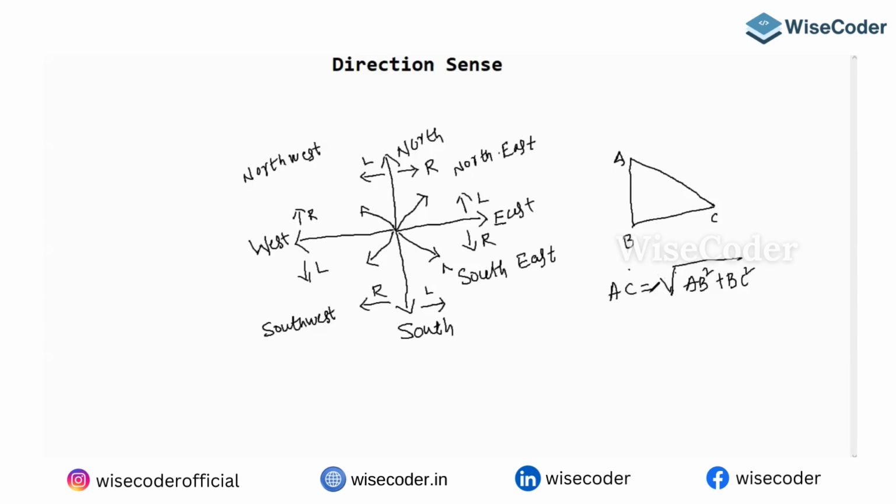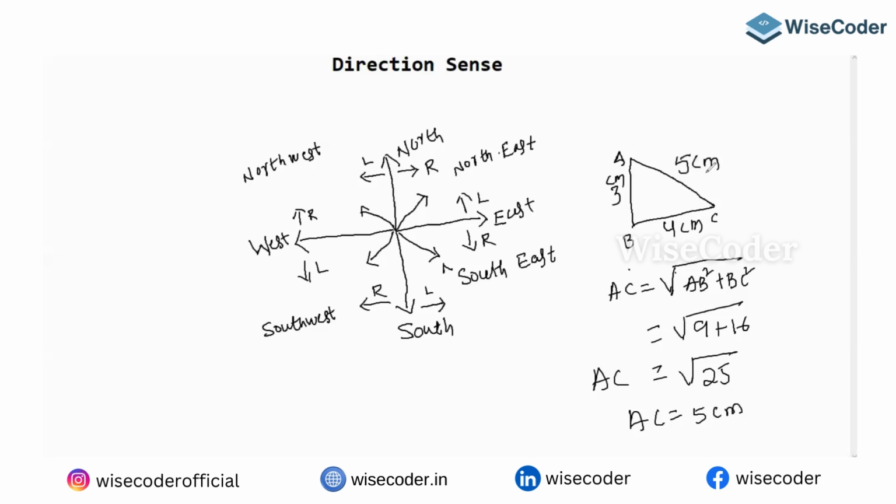So you should know this formula to calculate the shortest distance, if you want AC. Let's say this is 3 and this is 4. If you want AC, then it's going to be AB squared, 3 squared is 9, plus 4 squared is 16. That's the square root of 25. Then AC will become 5 centimeters.